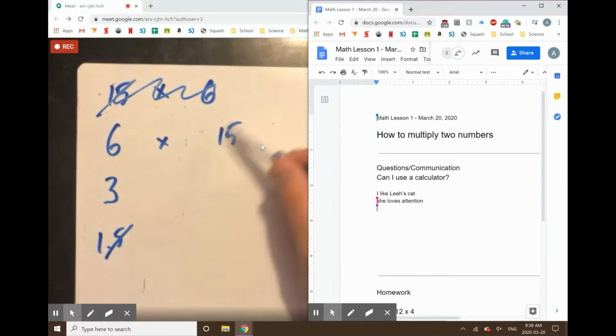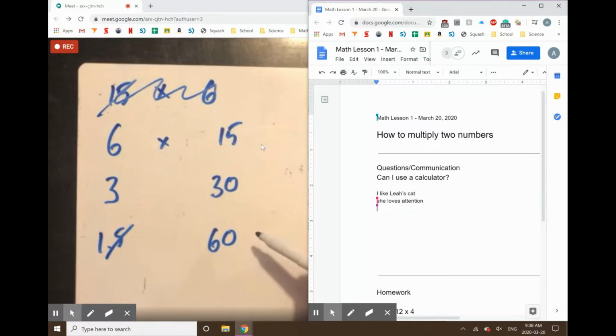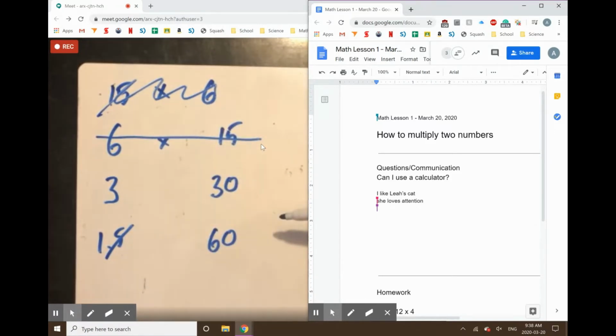We now need to double the 15, so we'll get up to 30, and then we'll get up to 60. And again, we are allergic to any even numbers on the left, so we cross out that row, and we're left with just 30 and 60. 30 plus 60 is 90, and so 90 is the solution to 6 times 15.